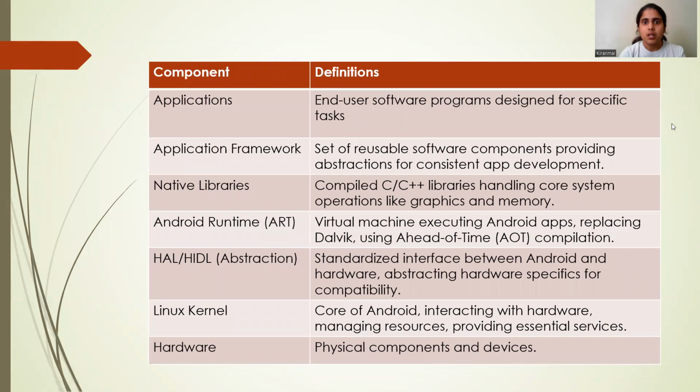Coming to the applications, the end user software programs designed for specific tasks. And the application framework is the set of reusable software components which provides abstractions for consistent app development. And coming to the native libraries, the compiled C or C++ libraries handling core system operations like graphics and memory. Coming to the Android runtime, it is well known as ART, the virtual machine executing Android apps, replacing Dalvik using ahead of time, which is nothing but AOT compilation.